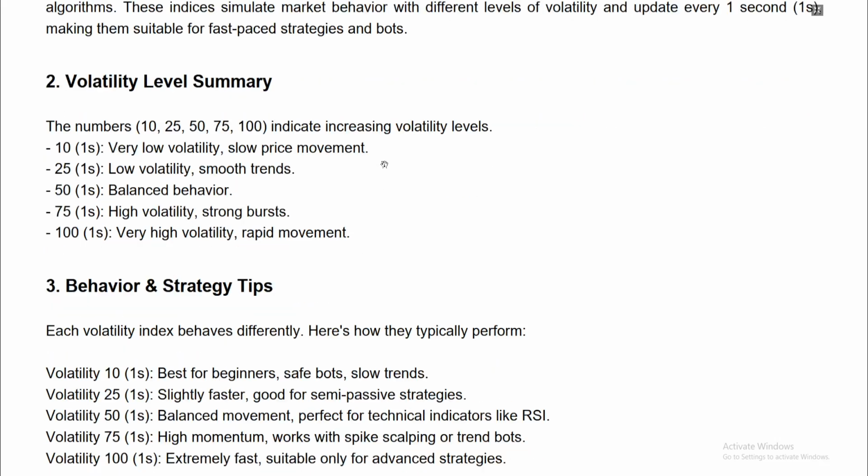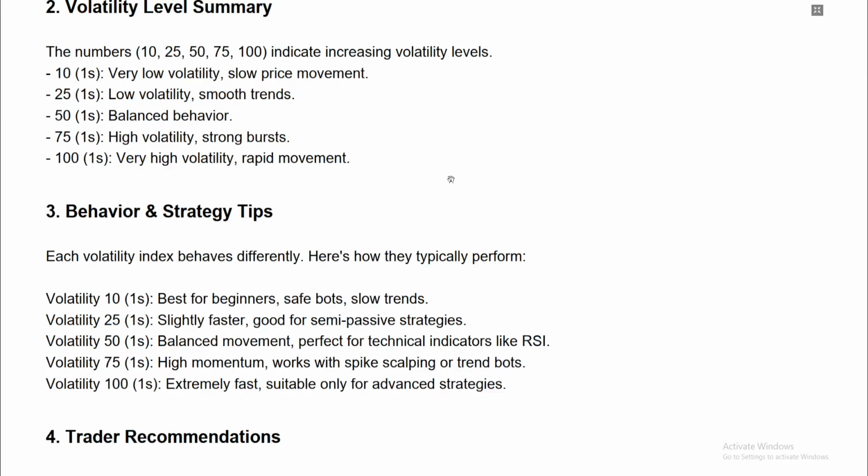Now, the behavior and strategy tips. Since you have understood the differences, what are the behavior and strategy tips that you should apply? Each volatility index behaves differently. Here's how they typically perform. Volatility 10 1S is best for beginners, safe bots, and slow trends, basically markets that don't have a lot of trends.